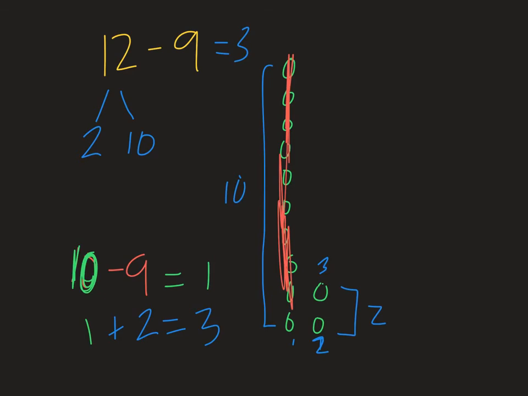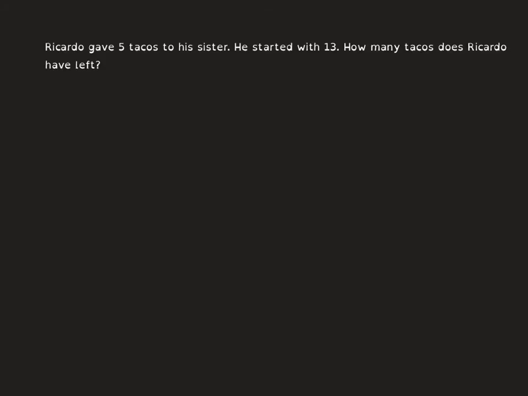All right, let's move on to an application problem that will practice this skill. So this application problem says, Ricardo gave 5 tacos to his sister. He started with 13. How many tacos does Ricardo have left? Now, this one's written a little bit differently than some of the other word problems we've had. Most of the word problems just give you the total to start with and then ask how much we take away. This one tells us how many we're getting rid of first before telling us our total.